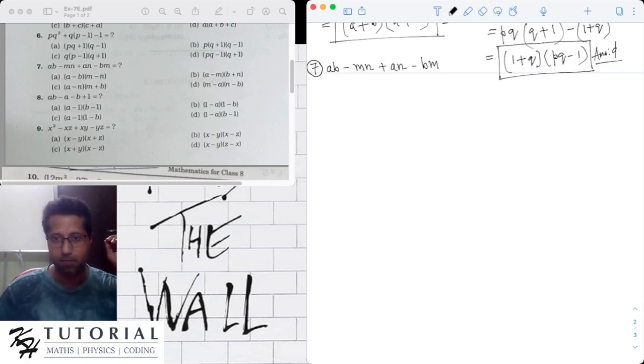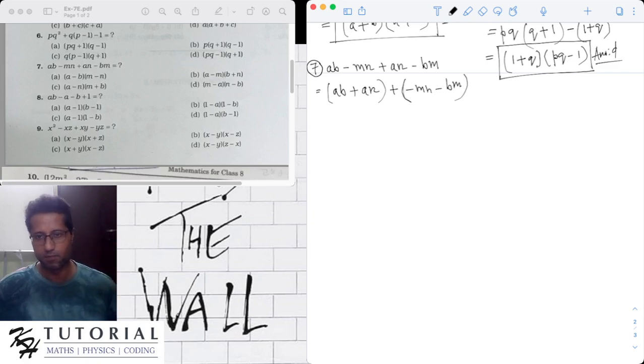Now, the grouping could be AB plus AN, and the second group will be minus MN minus BM.